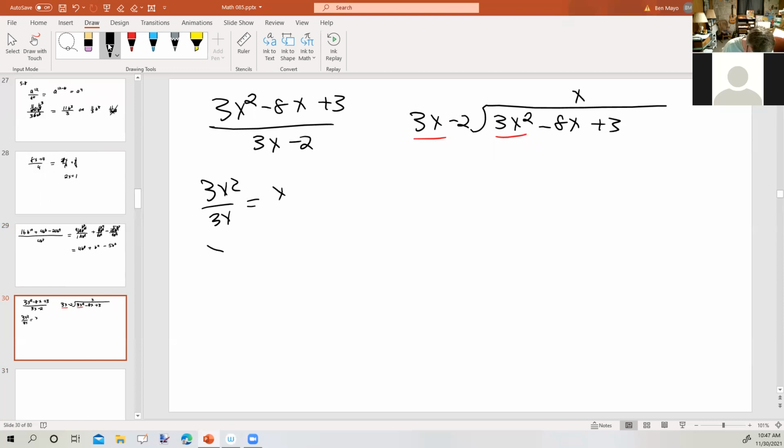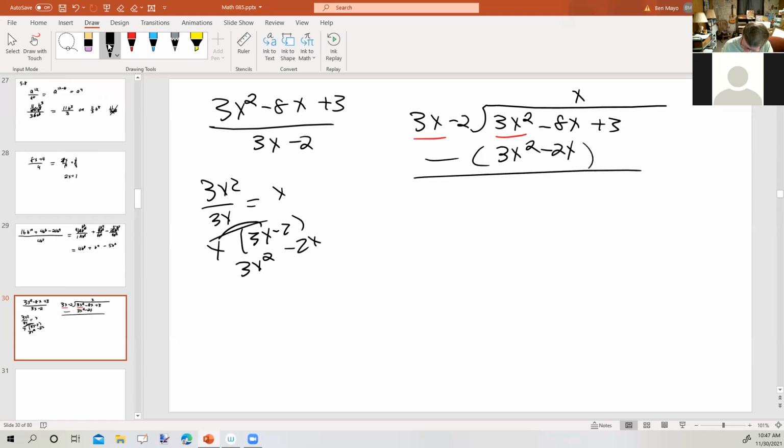Then we take the x times 3x minus 2. We get 3x squared minus 2x. And we draw a line. We subtract that quantity from what's up above, change it to addition of the opposite, add up the columns, 0x squared. Negative 8x plus 2x is negative 6x. Bring down the next term and start the process over.